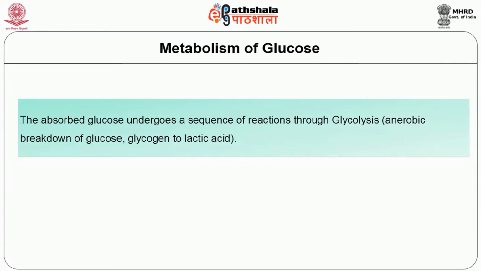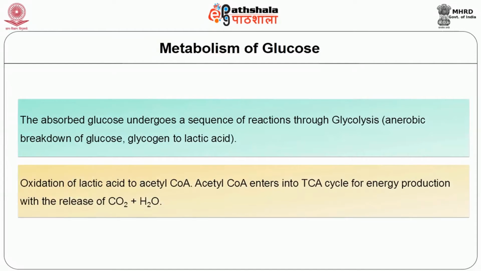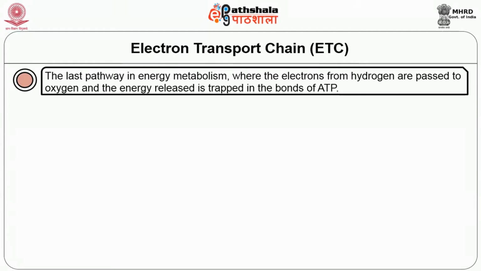To summarize the glucose utilization, glucose undergoes a sequence of reactions through glycolysis, that is the anaerobic breakdown of glucose, glycogen to lactic acid, and oxidation of lactic acid to acetyl-CoA. The next one is acetyl-CoA enters into the TCA cycle for energy production with the release of carbon dioxide and water. The electron transport chain is the last pathway in energy metabolism, where the electrons from hydrogen are passed to oxygen and the energy released is trapped in the bond of ATP.